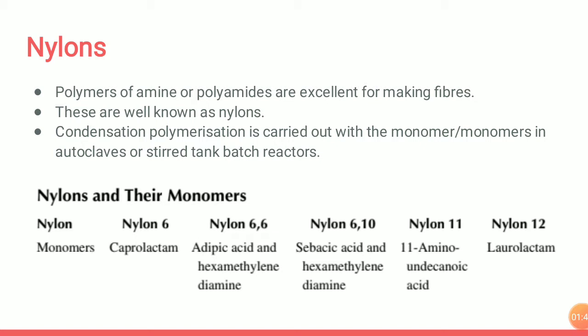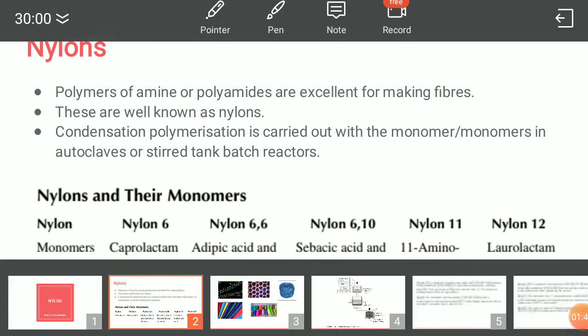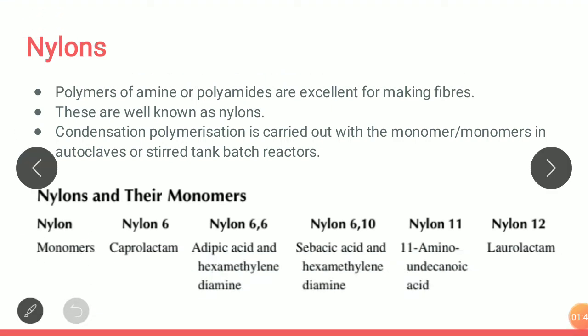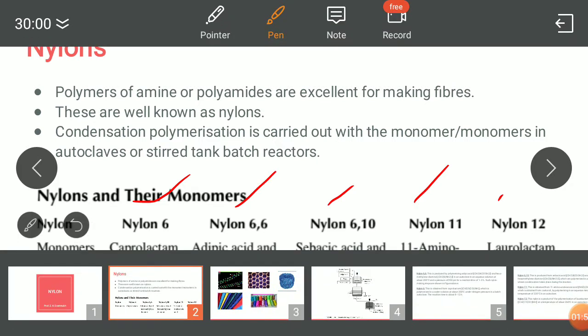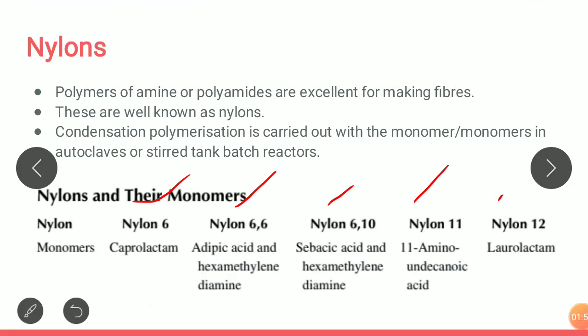Now from the table below we can see that a number of nylons are there: nylon 6, nylon 66, nylon 610, nylon 10, 11, and nylon 12. These are the types of nylon that are made, and they are generally classified according to the monomers used for making the polymers. Nylon 6 is generally made up of caprolactam, the monomer used is caprolactam.